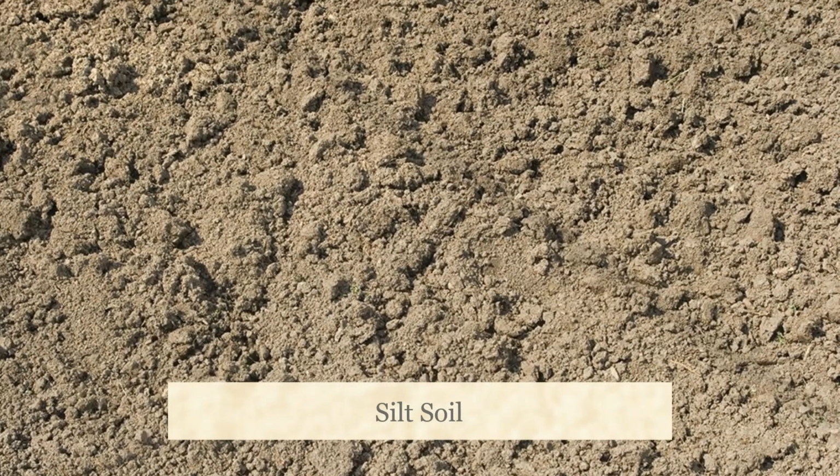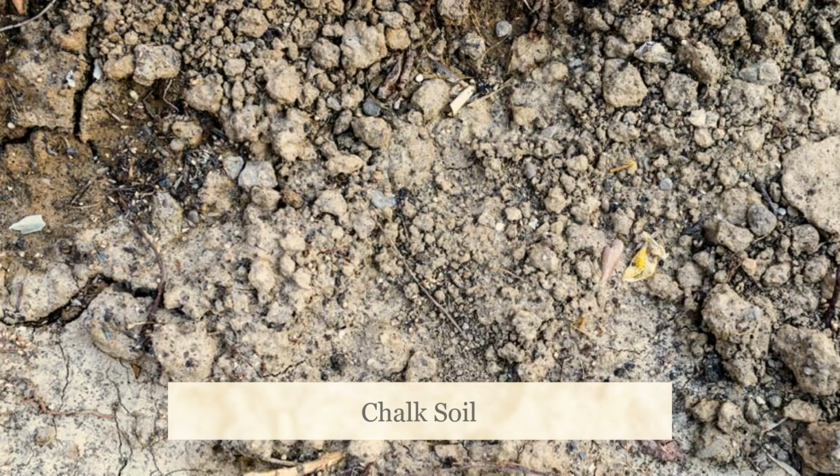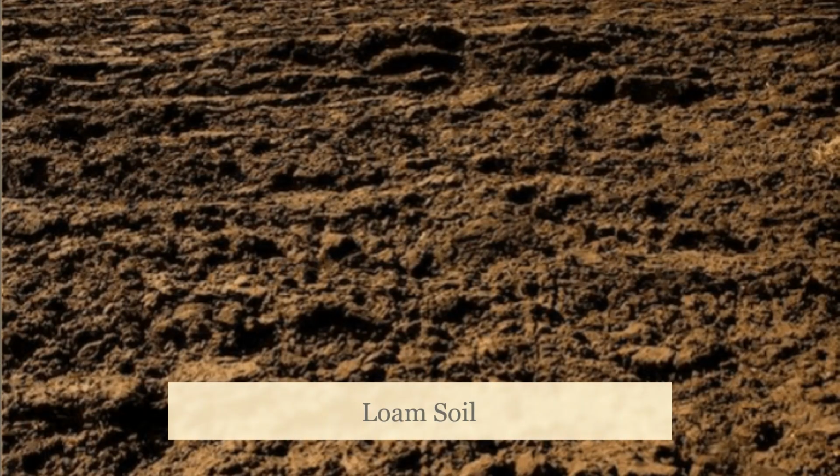There is silt soil, where the soil is light and a moisture retentive soil type with a high fertility rating. There is peat soil, where the soil is high in organic matter and retains a large amount of moisture. There is chalk soil that can be either light or heavy but is always highly alkaline due to the calcium carbonate or lime within its structure. Last but not least, the loam soil, which is a mixture of sand, silt, and clay that are combined to avoid the negative effect of each type.